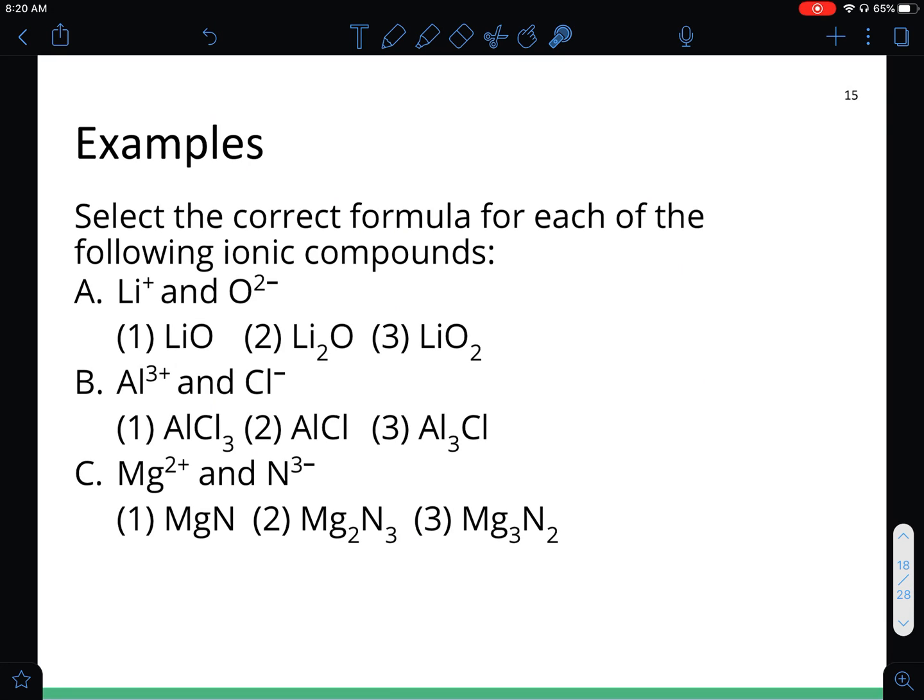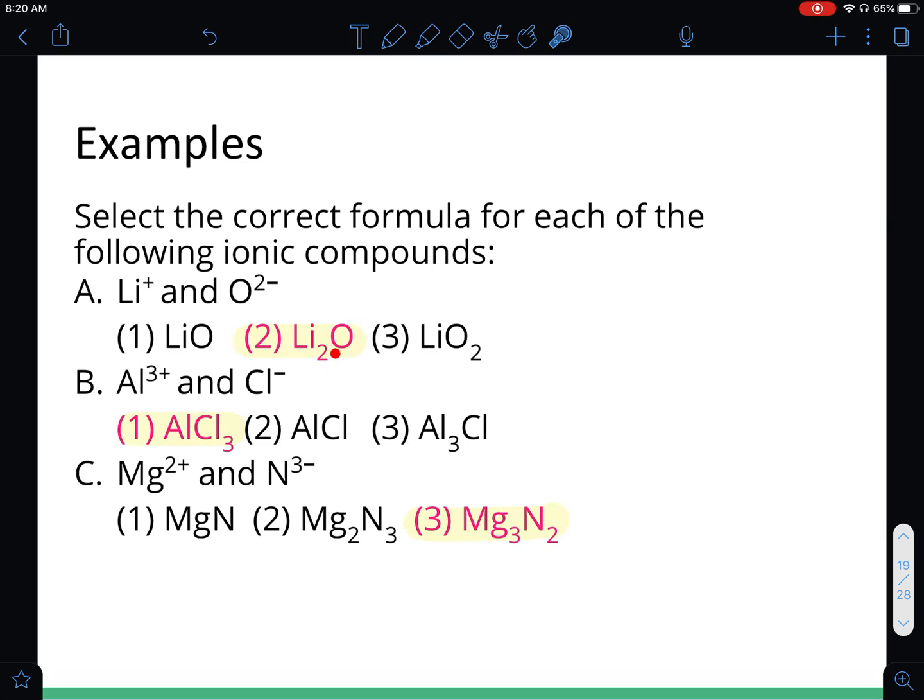All right, why don't you guys give these a try? Given these atoms with their charges, I want you to determine what the formula would be after those charges are balanced out so that the ionic compound has a net charge of 0. When you're ready for the answers, press play. All right, let's see how you guys did.